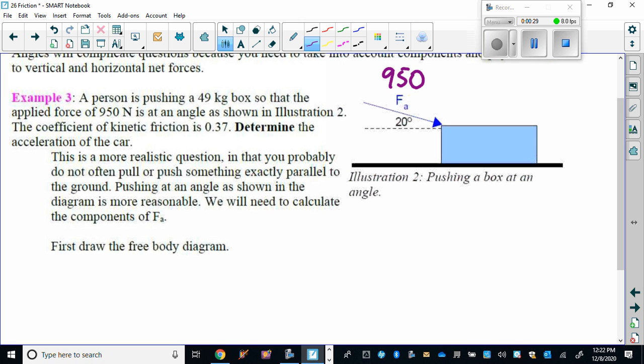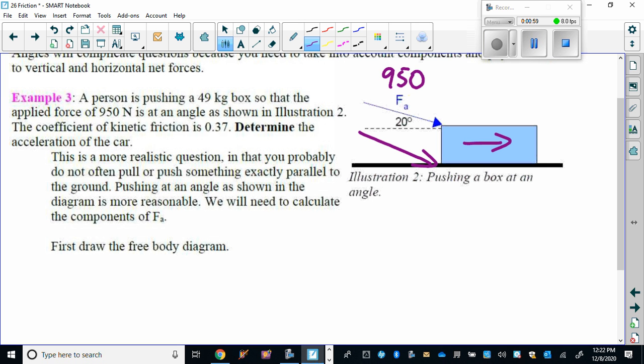And as we've discussed, if I'm pushing it at an angle, not all of that 950 newtons of force is being used to push the box, because the box is moving across the ground. It's moving horizontally, parallel to the ground. It is not moving down into the ground. So only a portion of the 950 newtons of force is being used to actually move the box. What portion of that 950 newtons?